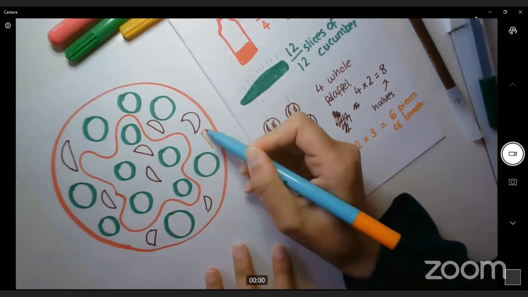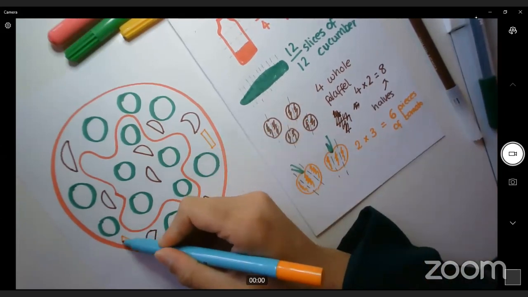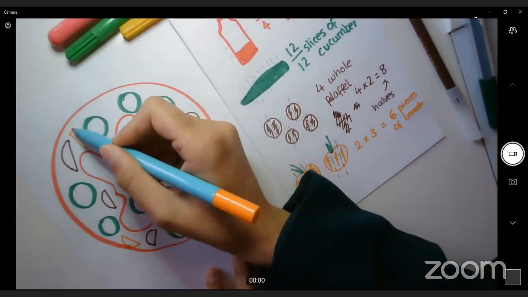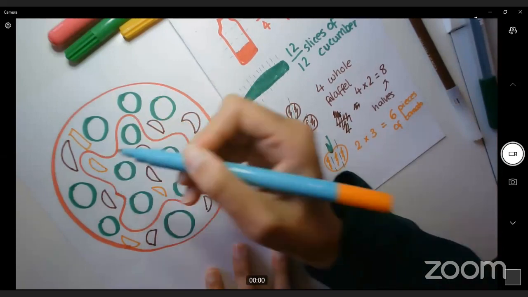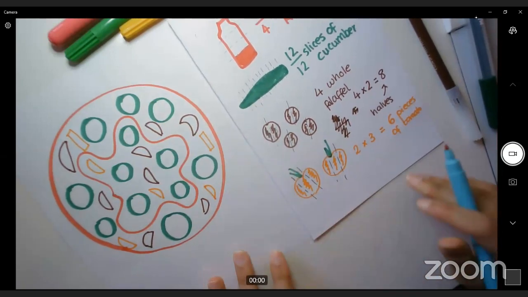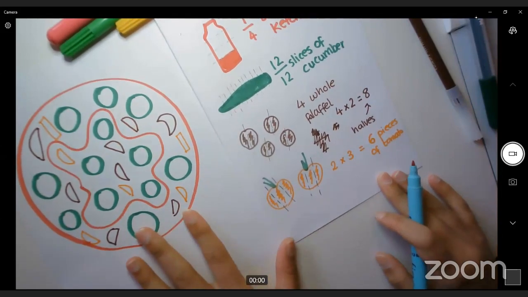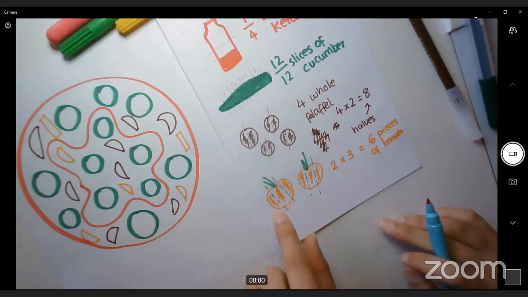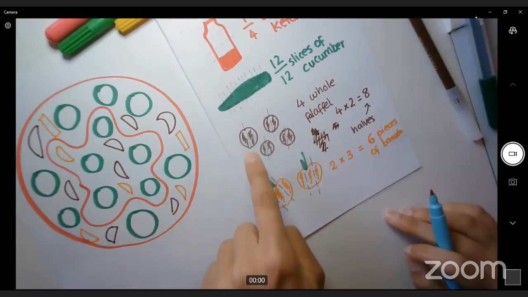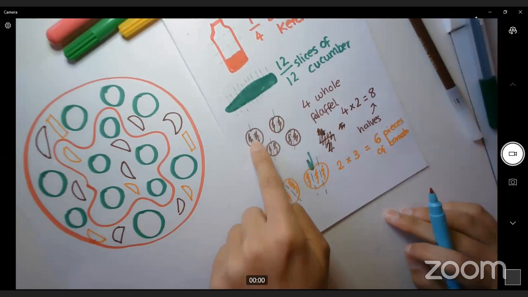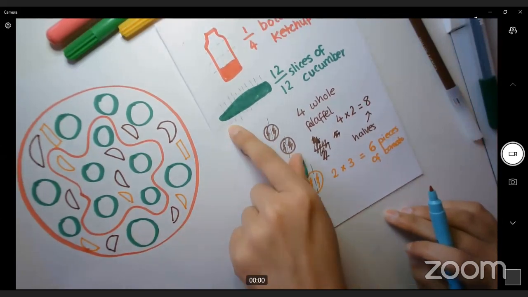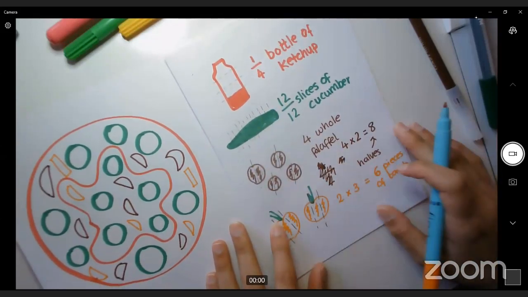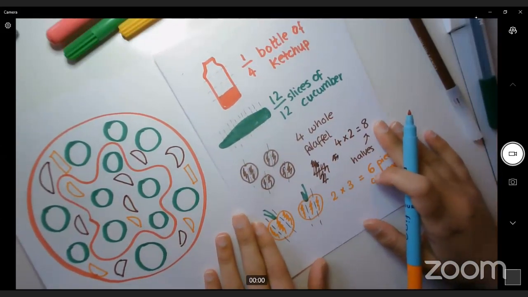So I'm going to add my bits of tomato on, they're all slightly different sizes. So we've got 1, 2, 3. So you've got the middle one, you've got one end, you've got another end. So I think I'm going to stop there. So this is my pizza so far. So I've got a tomato that's been divided into 3 pieces. I've got flaffles that have been divided into halves. I've got a cucumber that I've divided into 12 pieces, and I've got a quarter bottle of ketchup that I've added on my pizza. This pizza sounds a bit crazy, doesn't it?